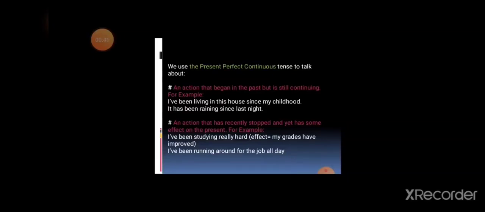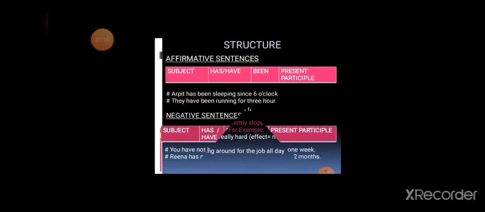Now it is also used to describe an action that has recently stopped and yet has some effect on the present. Now for example, I've been studying really hard. So the effect is my grades have improved. So the effect was still there. I've been running around for the job all day.